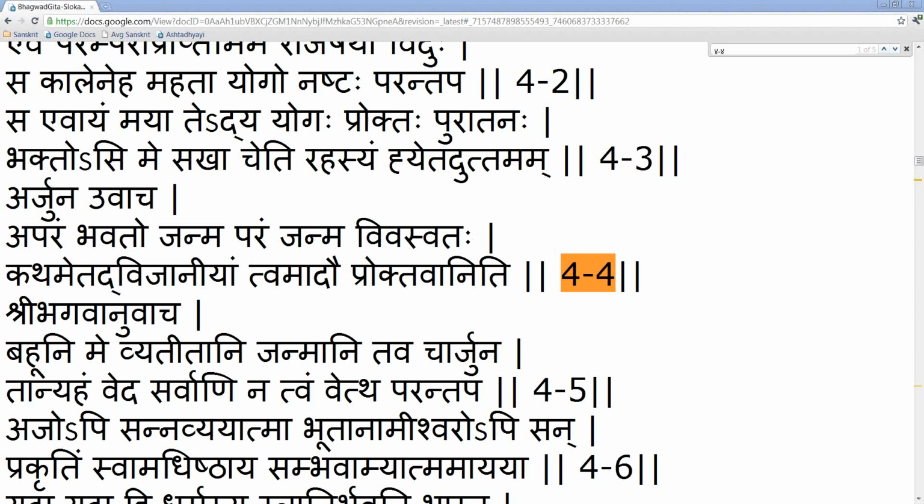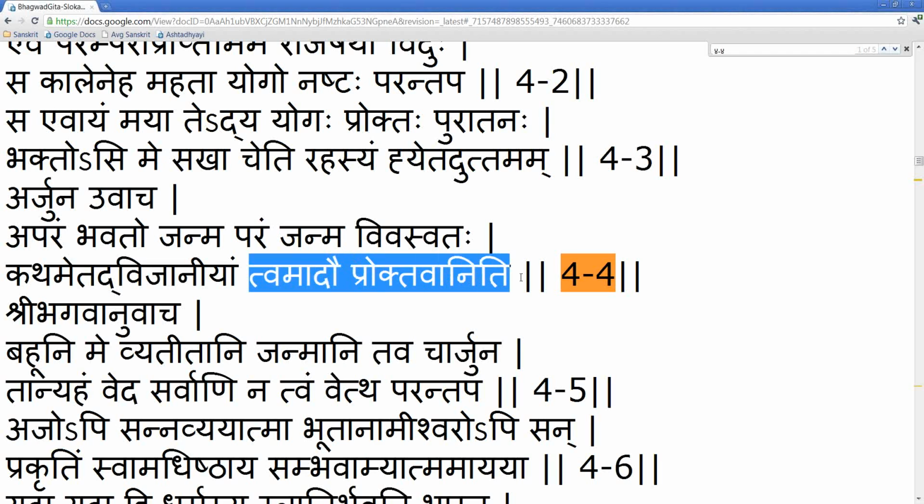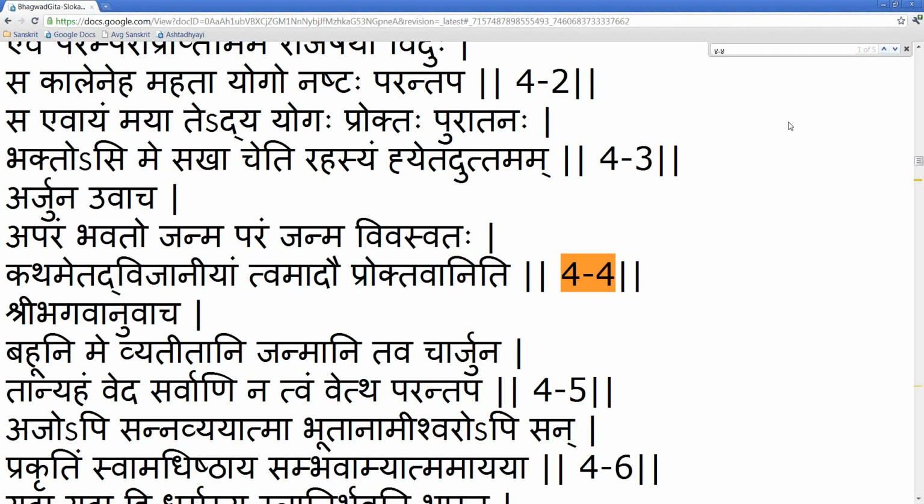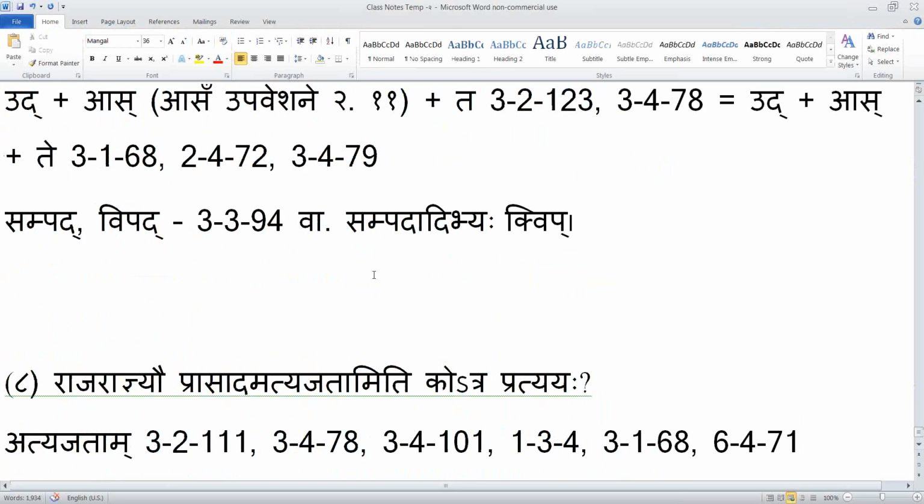That happens only once in a rare while. Most of the time, it ends the quote. Like here in Gita, Tvam Ado Proktavan iti. So here, what's in the quotation is Tvam Ado Proktavan. Anyway, a lot of examples in Gita. So here, iti is straightforward. The quotation starts from here. Raja Rajnyo Prasaramatyajyatam iti. So the entire sentence prior here is in quotation. And then what is inside, before the iti, is a separate sentence.